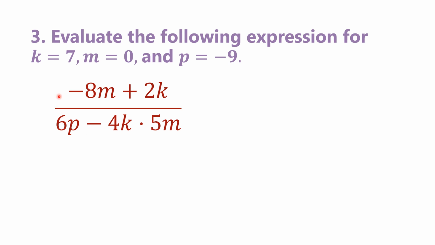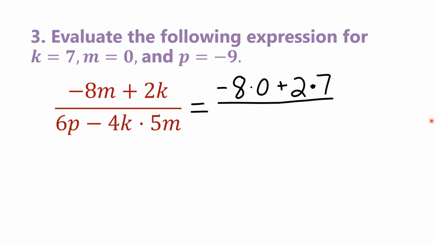All right, so here's our expression. It's a fraction. It says negative 8m plus 2k in the numerator divided by 6p minus 4k times 5m. All right, so let's plug in our values. M was 0, k is 7. And then in the denominator, p is negative 9, k is 7, m is 0. So that's going to be 6 times negative 9 minus 4 times 7 times 5 times 0.